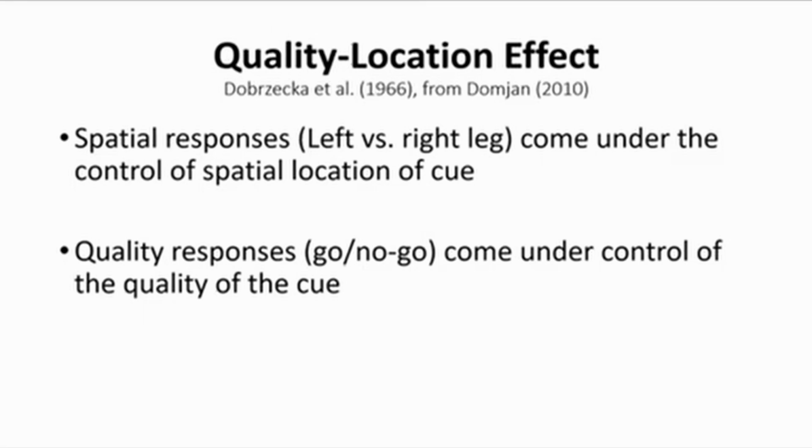Okay, so let's do the conclusions along with the actual slides rather than running off on my own again. This tells us that spatial responses, that discrimination between right versus left, come under the control of a spatial location cue, which kind of makes sense. And quality responses of choosing to make a behavioral response or not come under the control of the quality cue, where we're looking at the quality of the stimulus. So again, it kind of makes sense where some stimuli and responses seem to go together.